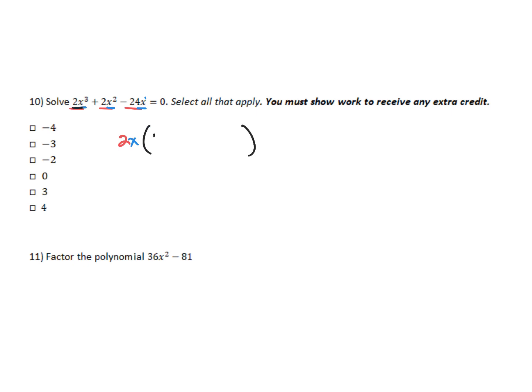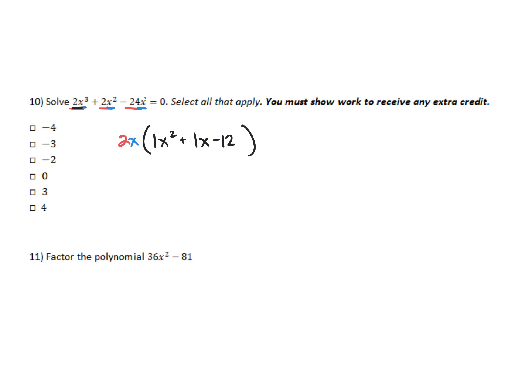When I do that, it's like dividing. 2 divided by 2 is 1. X cubed divided by x is x squared. All right, same thing here. 2 divided by 2 is 1. And x squared divided by x is x. Negative 24 divided by 2 is negative 12. And x divided by x is just 1.